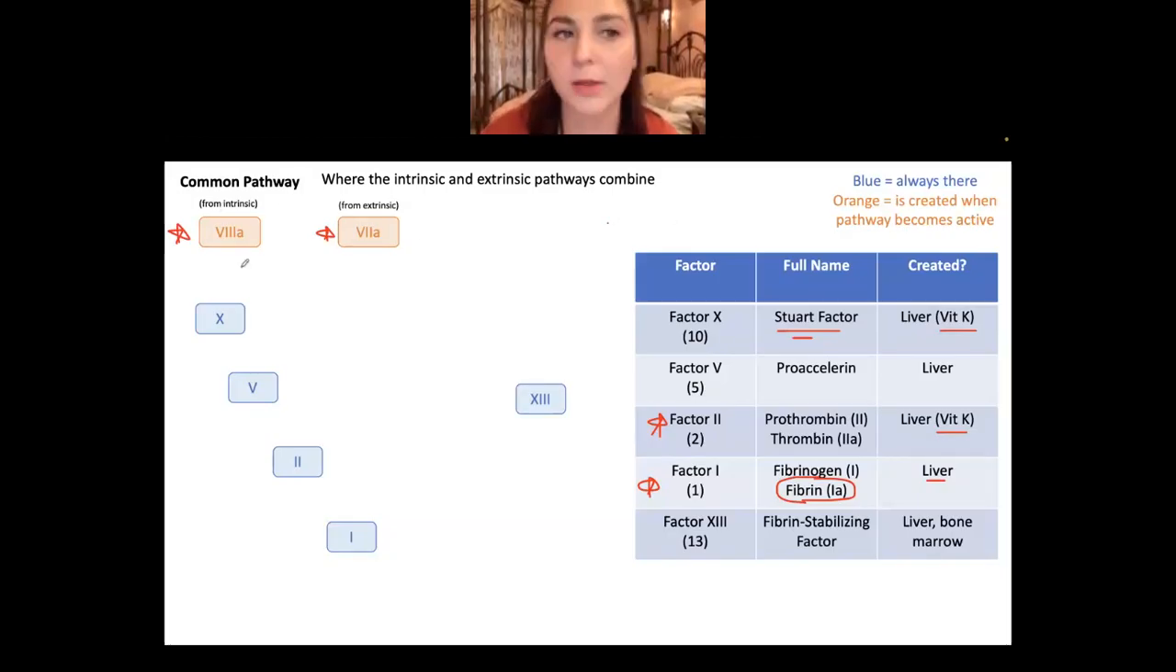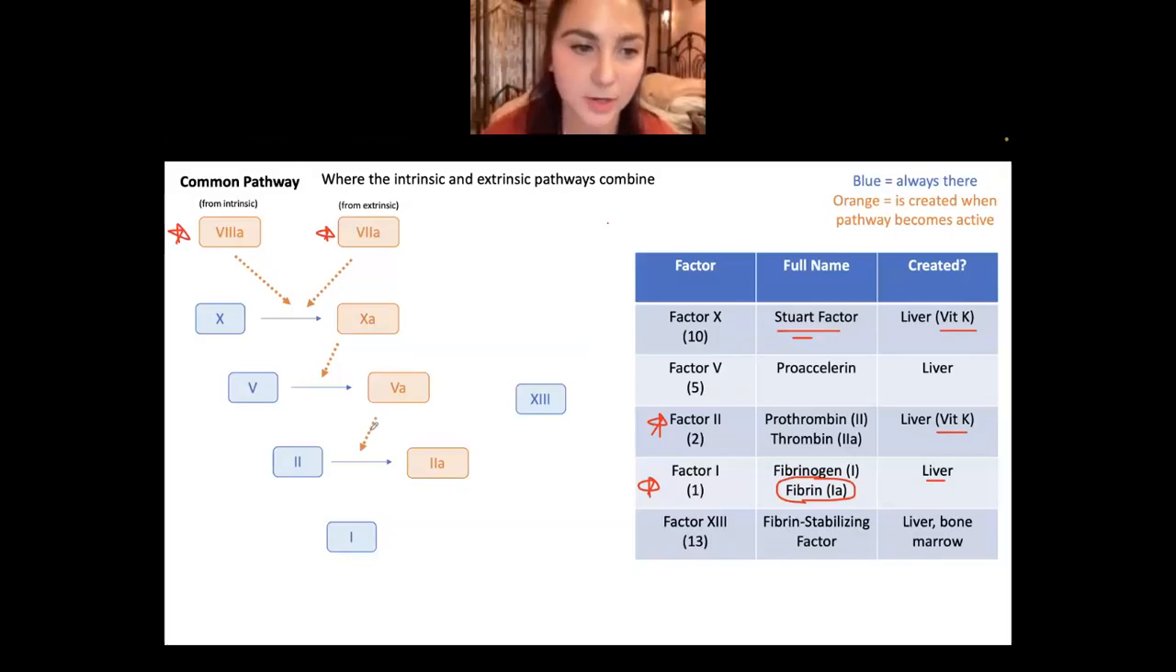But anyway, regardless, we came from the intrinsic pathway, we came from the extrinsic pathway. We have 8A, 7A. Either one, both, doesn't matter. They're going to activate factor 10 into 10A. 10A is going to convert factor 5 into 5A, and then 5A is going to basically convert prothrombin into thrombin. Okay, so here's prothrombin into thrombin, and then thrombin is going to both convert fibrinogen into fibrin, as well as activate your fibrin stabilizing factor, so 13 into 13A.